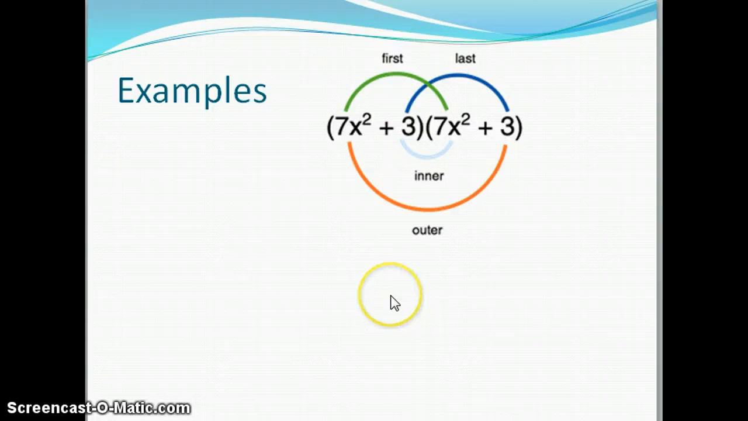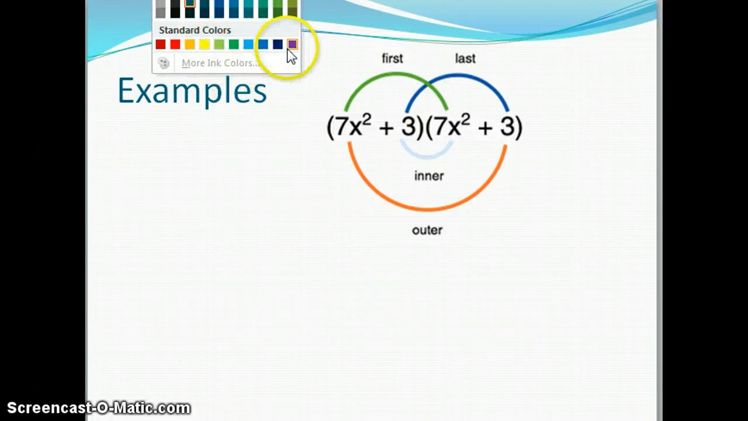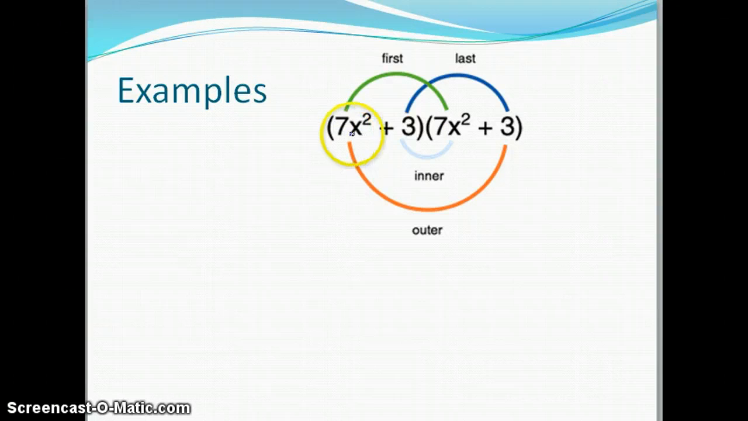If we look at another example, now we're changing our binomials, and it's representing something a little bit more complicated because we have this 7x squared. Otherwise, the procedure is exactly the same. So we have 7x times 7x squared. Those are our firsts. So we get 49x to the 4th.